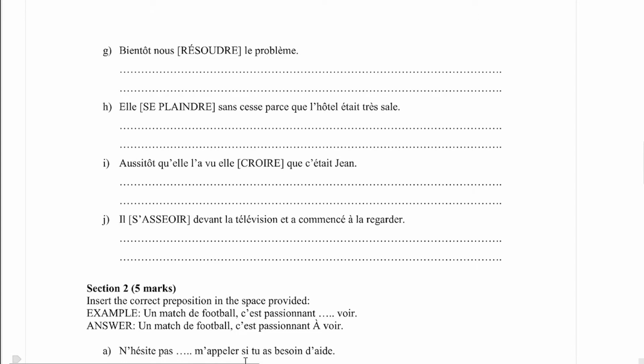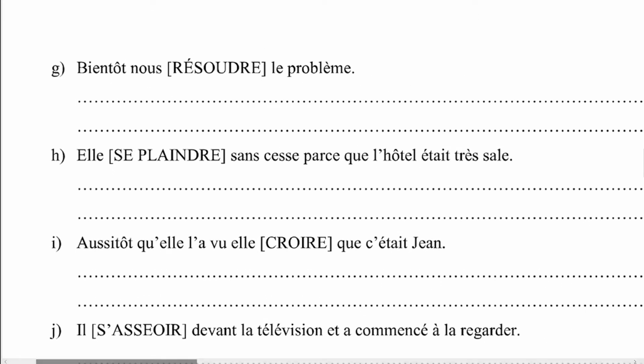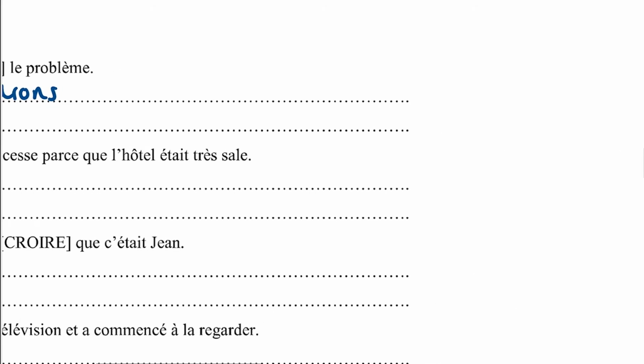Okay, résoudre. We just need a future tense here. Bientôt nous résoudrons le problème. The reason why they've chosen résoudre here is because résoudre is a verb which is highly irregular. And this is, again, one of the ones which you're just going to have to learn. It goes like this, quite weirdly. So, résoudre, to resolve.